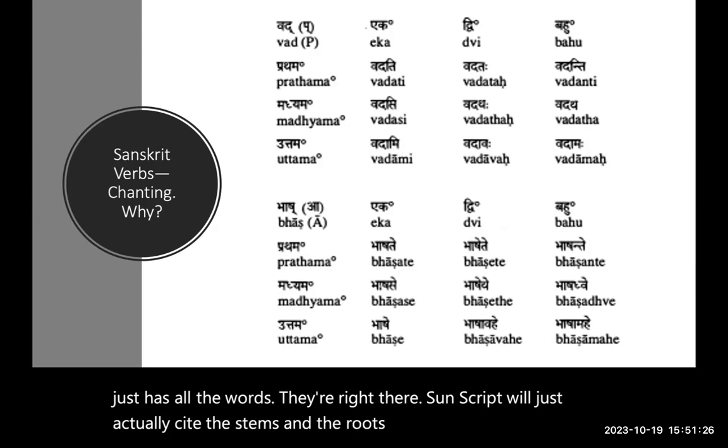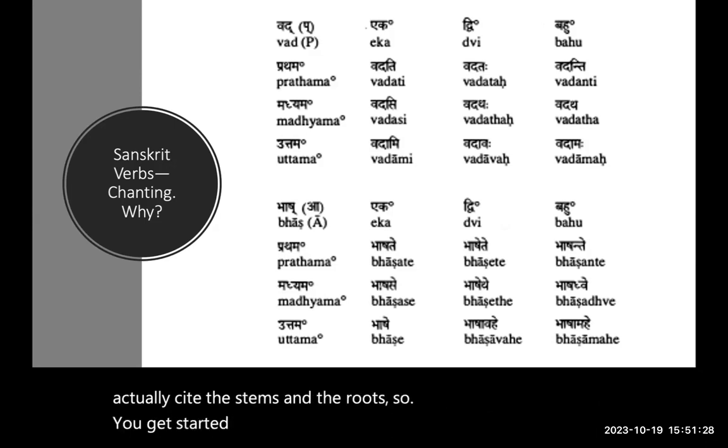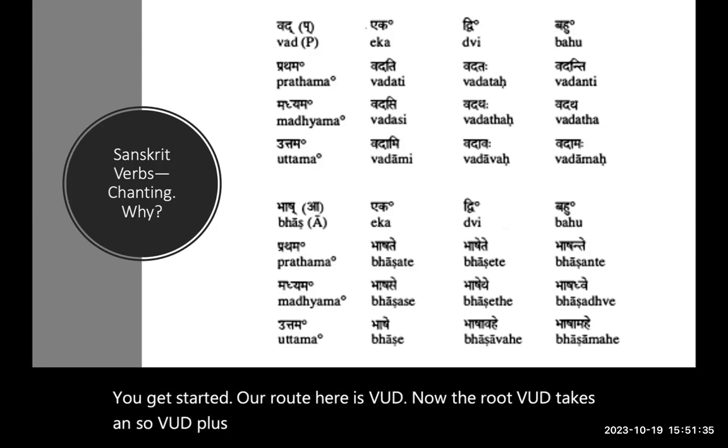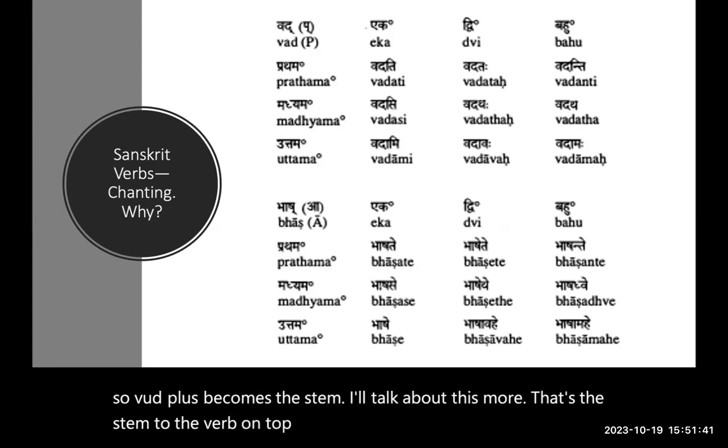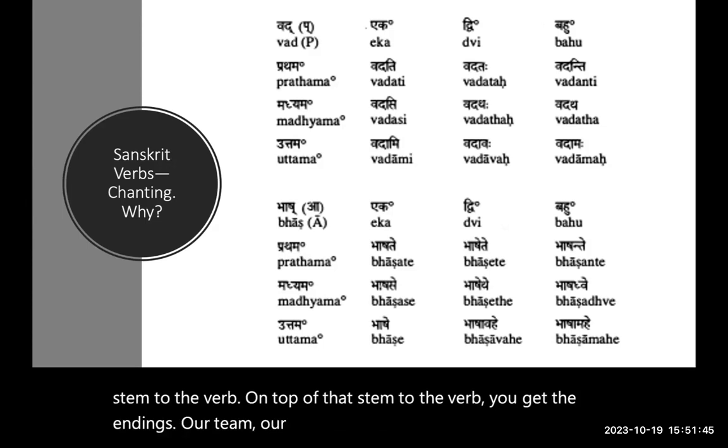So, to get started, our root here is vad. Now, the root vad takes an a. So vad plus a becomes the stem. I'll talk about this more. That's the stem to the verb. On top of that stem to the verb, you get the endings: our ti, our tah, our anti.